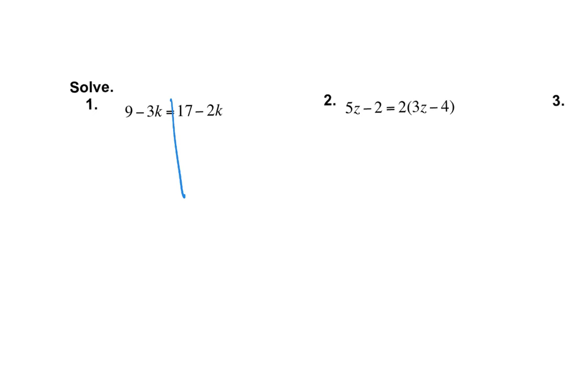I'm going to add this 3k, and it wouldn't have mattered if you added the 2k. Again, I like to try to keep my variables positive, but you don't have to, and you're not always going to be able to. So I added the 3k to both sides, and that cancels this one out, and I have 9 is equal to 17 plus k, because negative 2 plus 3 is positive 1, so I'd have 1k, or just k is fine too.